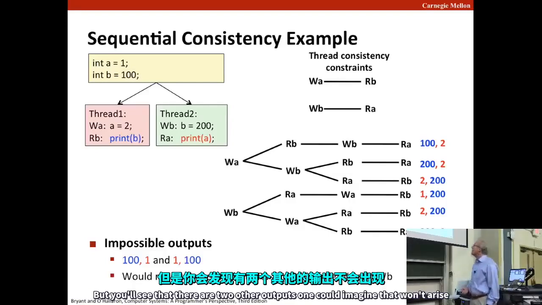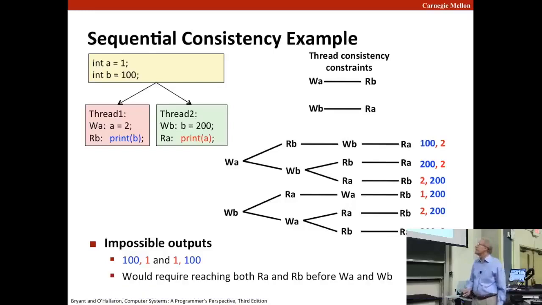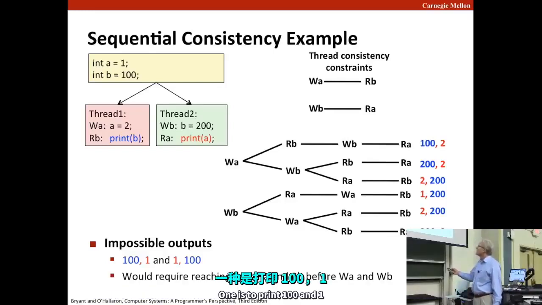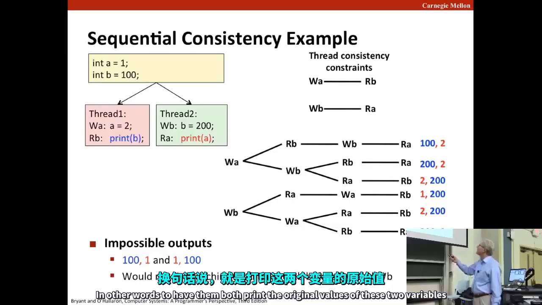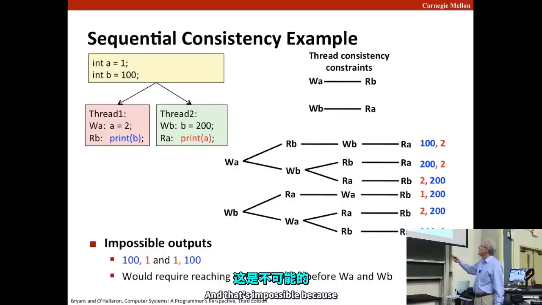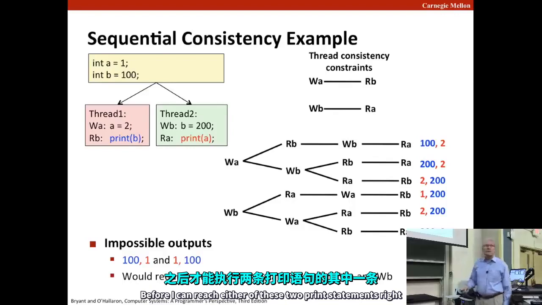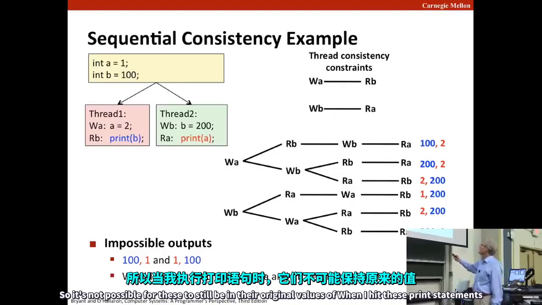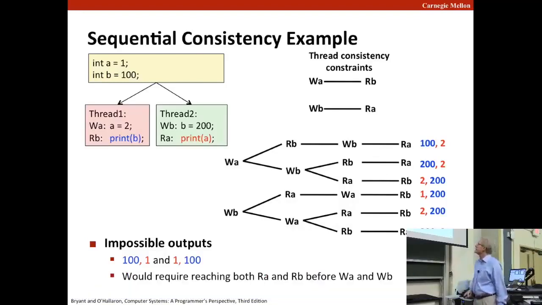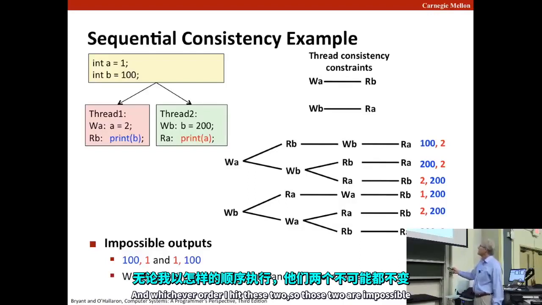But you'll see that there are two other outputs one could imagine that won't arise. One is to print 101, in other words, to have them both print the original values of these 2 variables. That's impossible because I have to have done at least one write before I can reach either of these 2 print statements, right? So it's not possible for these to still be in their original values when I hit these print statements, whichever order I hit these 2. So those 2 are impossible.